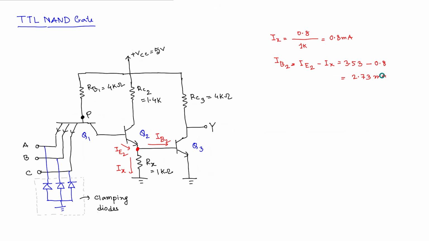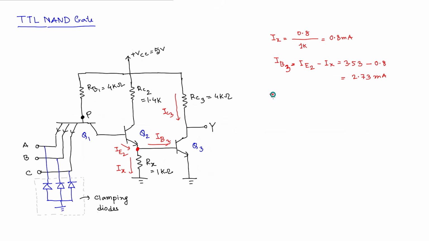Now we only need this current, which is IC3, right? If we can find IC3, these two currents together, sorry, it should be actually IB3, not IB2. Okay, so this is IB3. So if I can find IC3, then addition of these two currents should be equal to the emitter current of Q3.